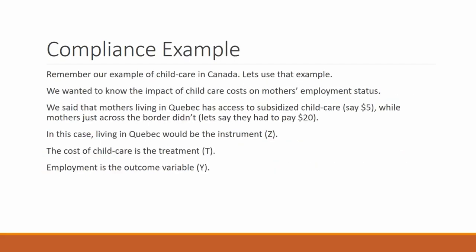All right, so remember our example of childcare in Canada. Let's use this example. So we wanted to know the impact of childcare costs on mothers' employment status. So we said the mothers living in Quebec have access to subsidized childcare, and I'll just add some details here just for illustration. Let's say $5 a day childcare, while mothers just across the border didn't. Let's say they had to pay $20. All right, so in this case, living in Quebec would be the instrument. The cost of childcare is the treatment, and then the employment status of the mother is the outcome variable.